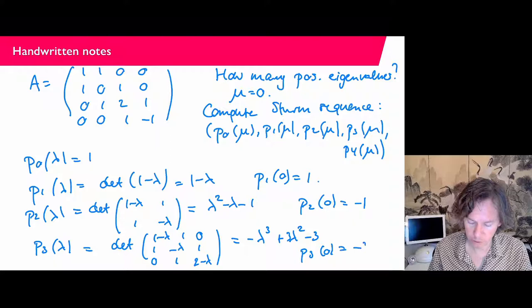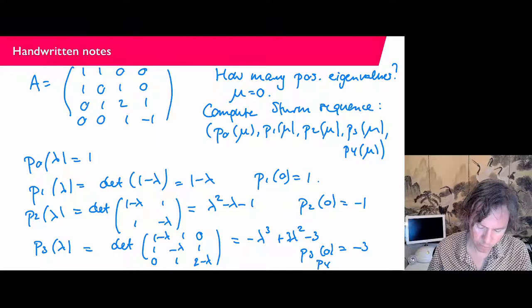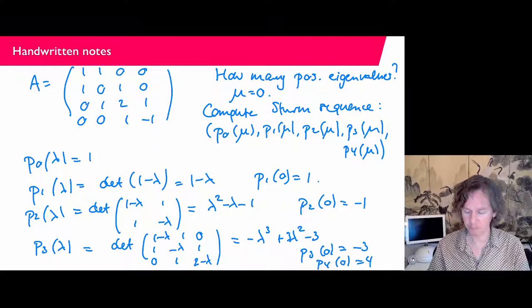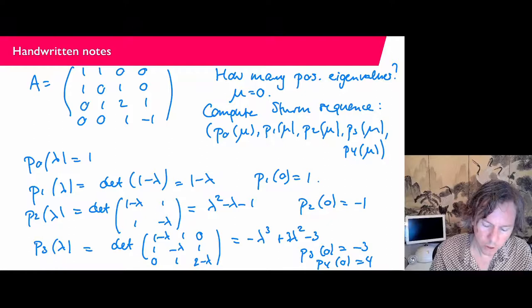Now for the fourth one, that's a bunch of work, so I'm going to be a bit lazy and give you the result, because I already did that on a bit of scrap paper. And P4 of 0 equals 4. So now we have all the numbers in the Sturm sequence. Let's write them on the next page.